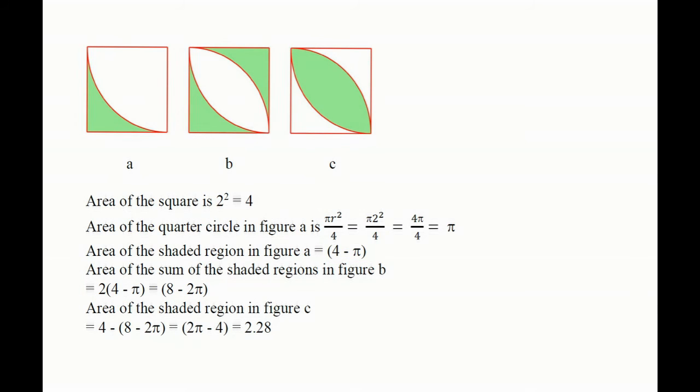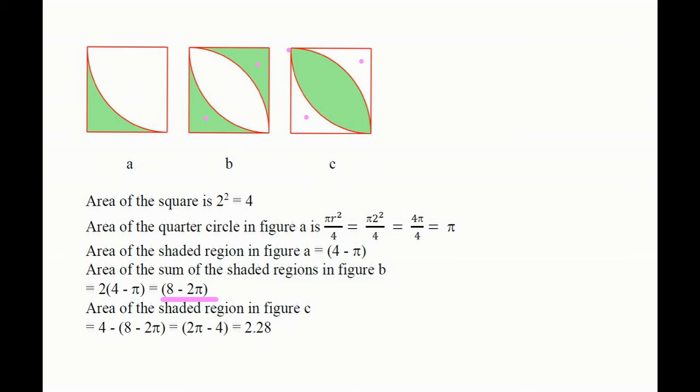So to find the area of the green piece in figure C, I have to make a few connections. I do understand that this green piece and this white piece have the same area. This green piece and this white piece have the same area. And I just found that the area of the two green pieces is 8 minus 2 pi. So the area of these two white pieces should also be 8 minus 2 pi.